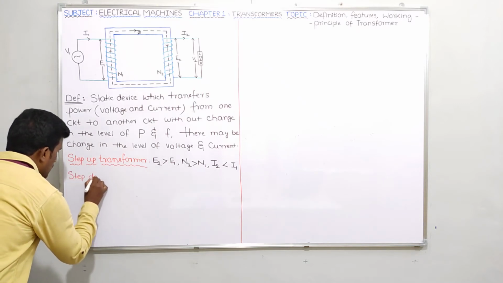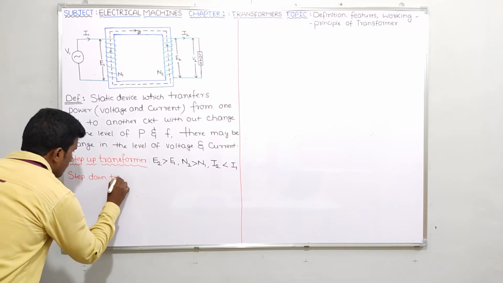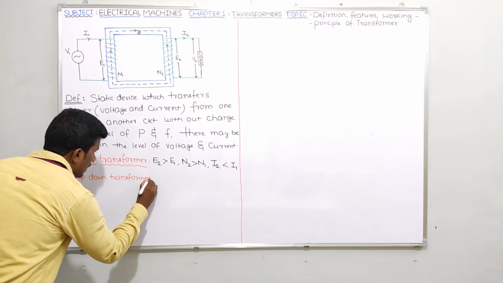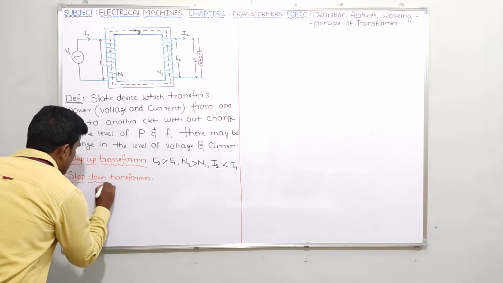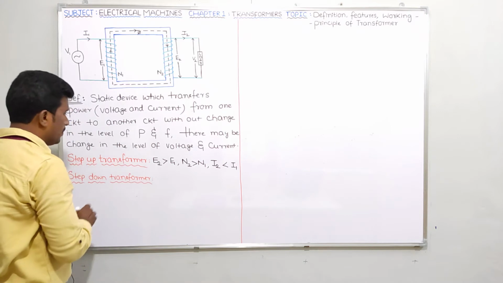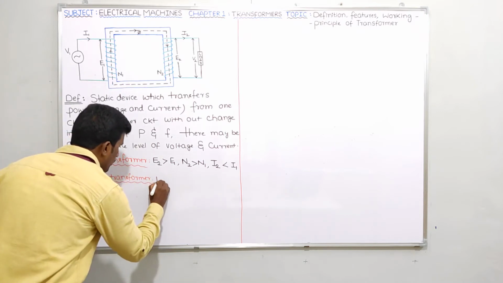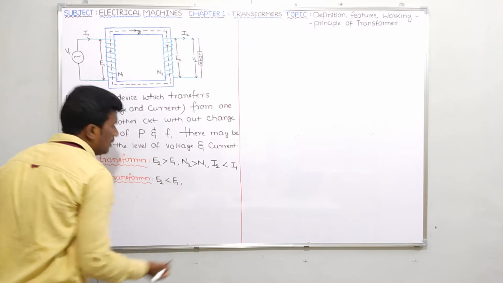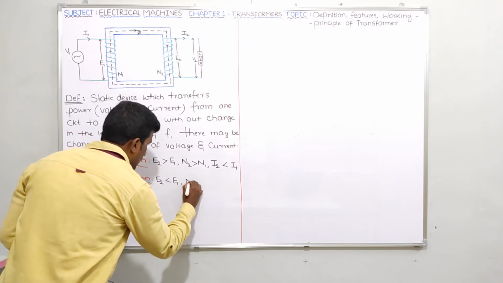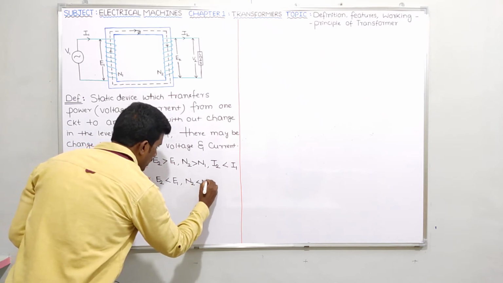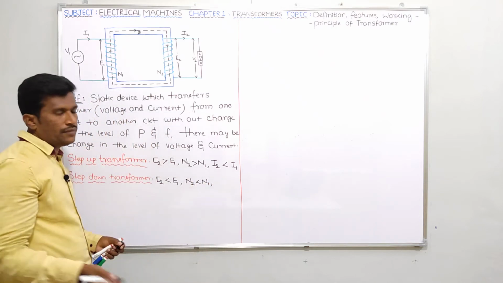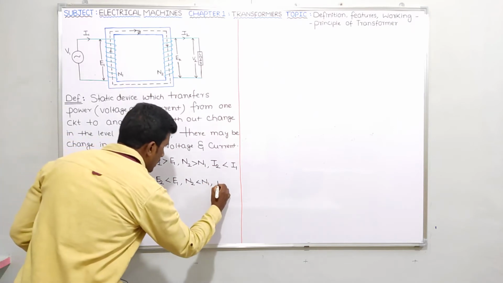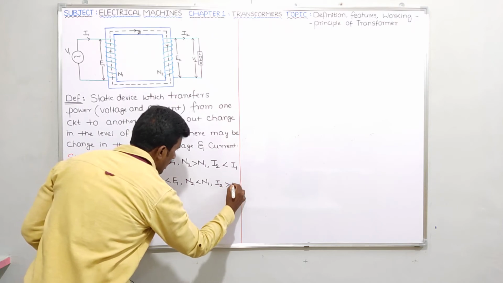In step down transformer, step down, once again, that name itself indicates that secondary EMF will be less than primary EMF. Okay, so I can write here E2 is less than E1. Since EMF and number of turns are directly related, I can write here N2 less than N1. Since transformer is a constant power device, if secondary voltage reduces, so secondary current increases. So I2 will be greater than I1.